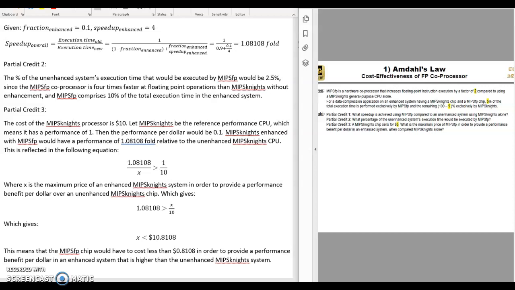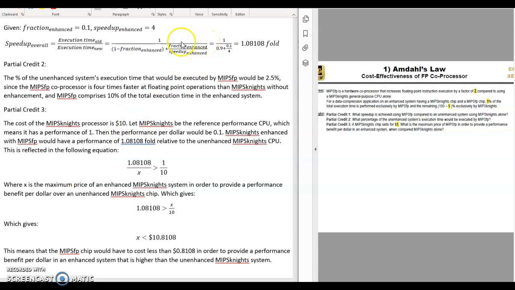So the first part of the question asks, what speedup is achieved using MIPS FP compared to an unenhanced system using MIPS NICE alone? So we know that 10% of the execution time is going to be affected by the enhancement from MIPS FP, and we know that that 10% is going to be enhanced by a factor of 4. So you can actually use these givens to calculate the overall speedup in this equation in front of us.